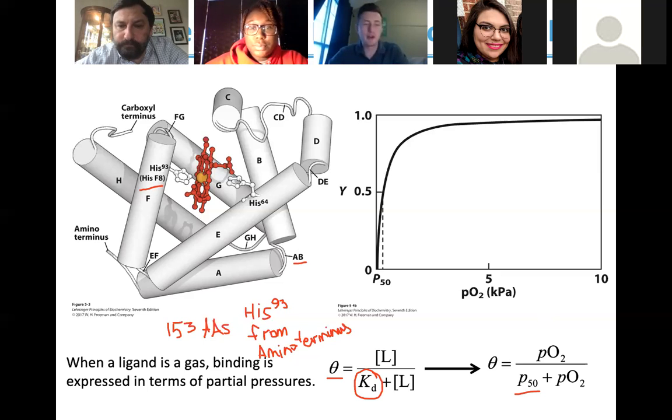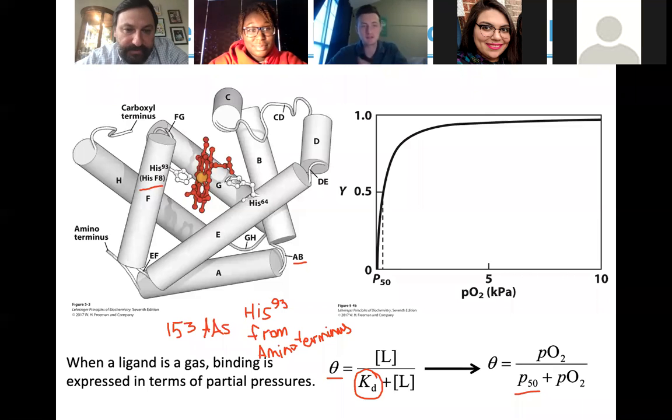Since we're on the slide, could we go over the mechanism here with histidine 93 and histidine 64, and the difference between what's going on here? Or do we not need to know that for the exam? I don't remember it myself. It's something you need to review constantly to remember. They both do something specific.